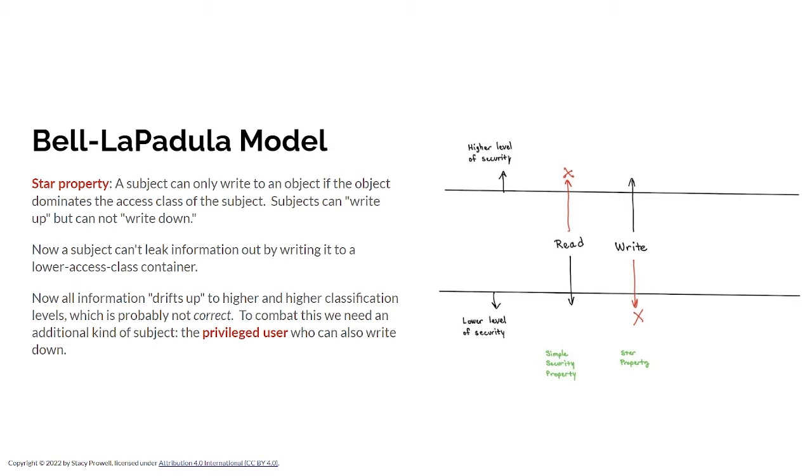I may need a way to get some of the information at a higher level and push it down to a lower level at some point. Maybe the classification gets revised. Maybe it's overclassified. Maybe it's just wrong. So to do that, we need a special kind of subject, and that is the privileged user who can also write down. So immediately we realize our simple model is too simple and too rigorous and too secure. I have to break it by introducing someone who can break the rules. I have to add a superuser. That's going to be a recurring theme in this. Just have to get used to that idea.